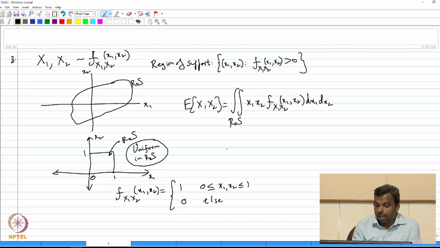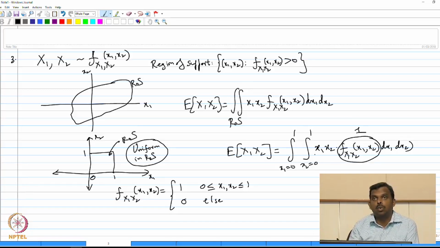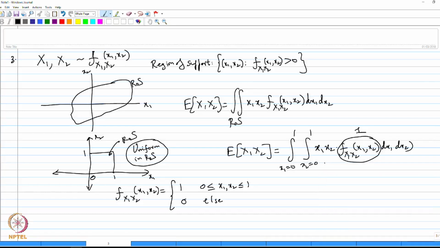Now if you want to compute the expected value of x1 x2, I'm simply going to do an integral. x1 goes from 0 to 1, x2 goes from 0 to 1, x1 x2, times f_{X1,X2}(x1, x2), dx1 dx2, the same formula, but I know this is now 1. So it's just the integral 0 to 1 x1 and then the integral 0 to 1 x2. See, this integral will actually separate out. So you do x1 equals 0 to 1. You can first do the x2 integral, and then do the x1 integral.